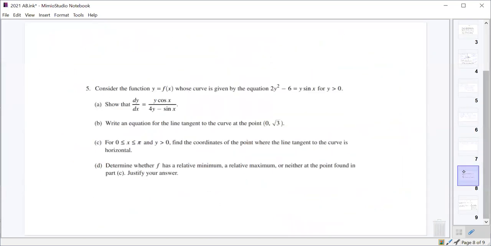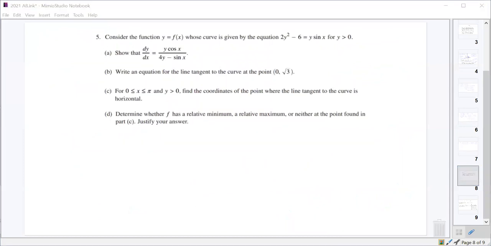Let's do the next one. How'd this one go? Good, bad? I could do up to 5C. I got confused on 5D. Or like I didn't know what to do. Uh-oh, that's not good.